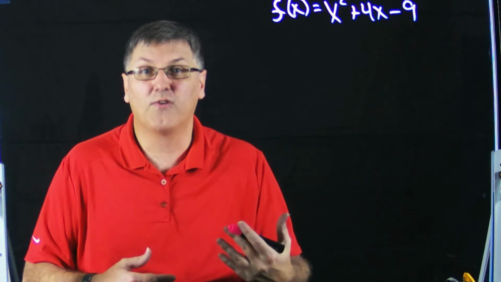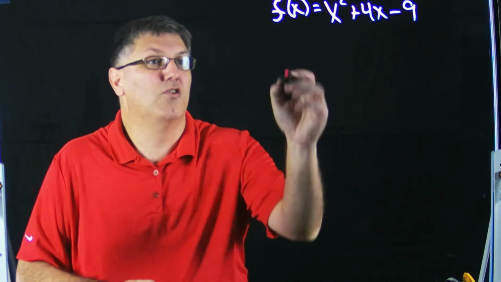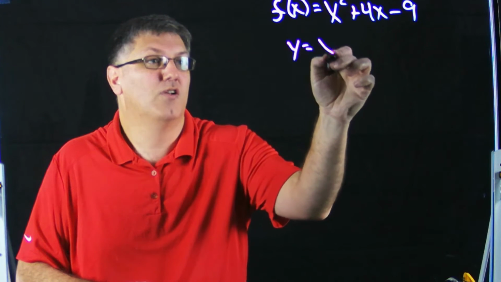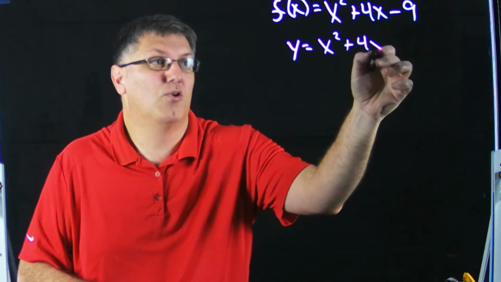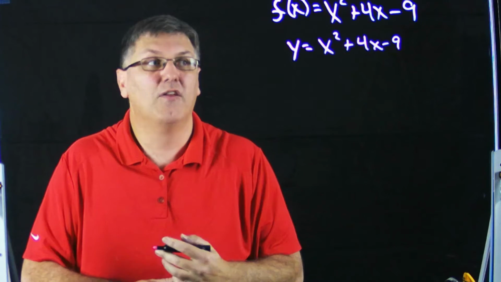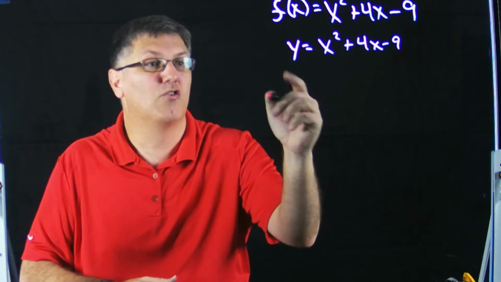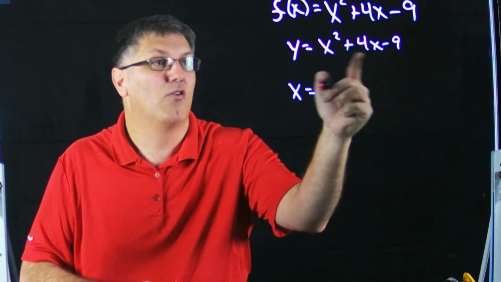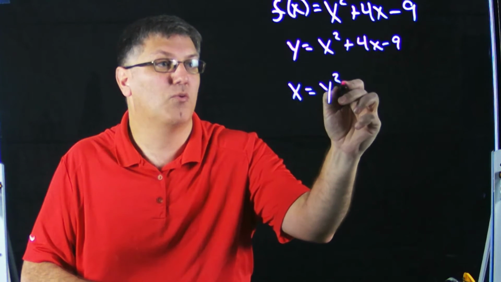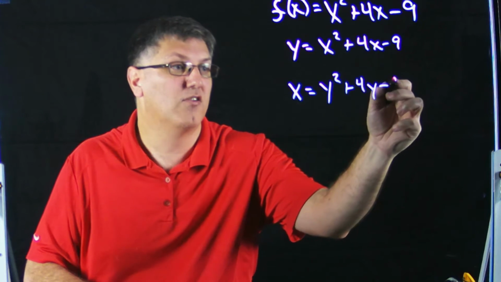The steps we were using earlier to find the inverse of a linear equation are the same. We're going to change f of x to y. So let's do that now. y equals x squared plus 4x minus 9. And then from there, we are going to interchange the x's and the y's. We're going to swap them out. So this y becomes my x, and all these x's become a y. So I get x equals y squared plus 4y minus 9.